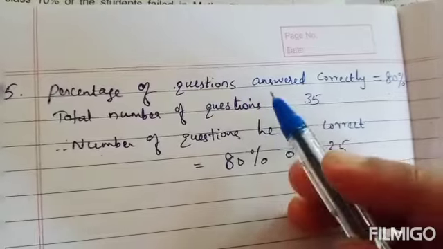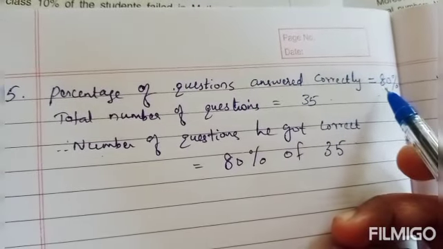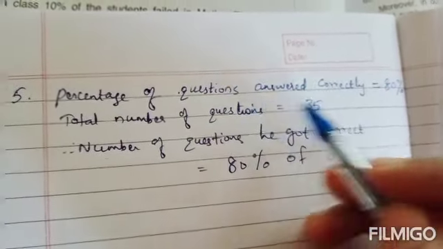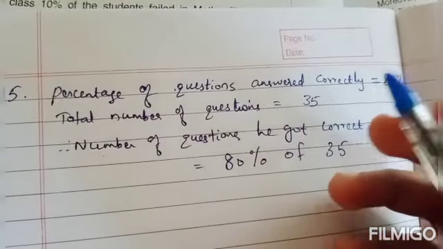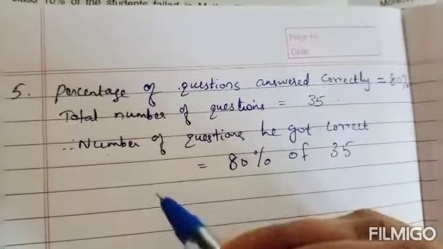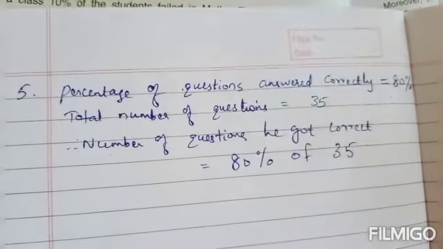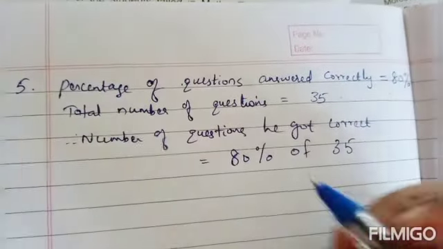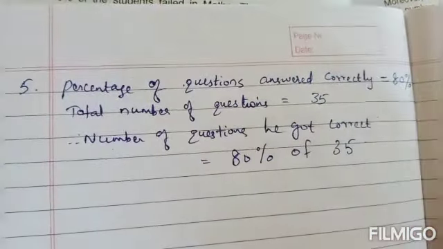Okay, correct. 80% ക്വസ്റ്റ്യൻസിനും കറക്റ്റ് ആൻസേഴ്സ് കൊടുത്തു. 35 ക്വസ്റ്റ്യൻസ് ആണ് ടോട്ടലായിട്ട് ചോദിച്ചത്. സോ നമ്പർ ഓഫ് ക്വസ്റ്റ്യൻ, എത്ര നമ്പർ ഓഫ് ക്വസ്റ്റ്യൻസിനാണ് കറക്റ്റ് ആൻസർ കൊടുത്തതെന്ന് കണ്ടുപിടിക്കാൻ 80% of 35.